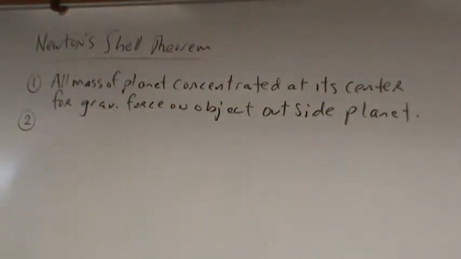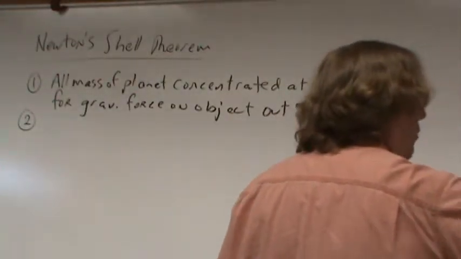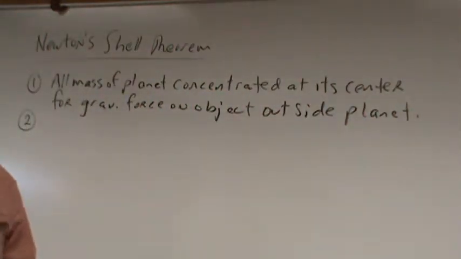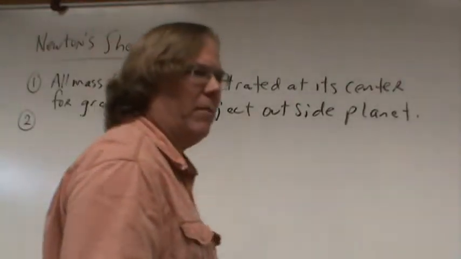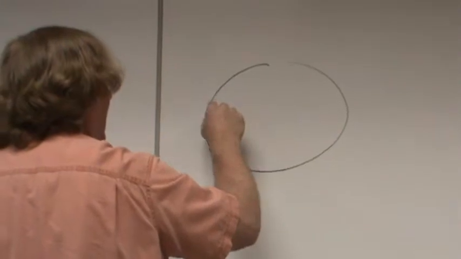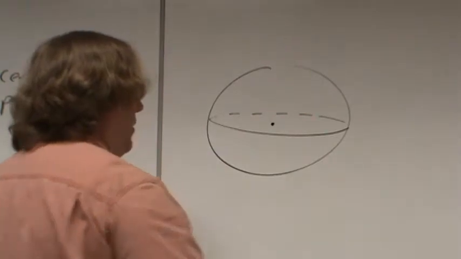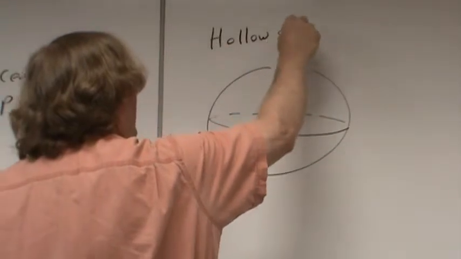But what happens if you're inside the planet? What if you dig a big hole and you find yourself right there? Now, how are you going to deal with the gravitational force that the planet exerts on you? Well, now you have to think of something else. And this gets to his shell theorem. Isaac Newton said, okay, imagine you're inside a hollow sphere, although they called it a shell, like an eggshell. So here's the hollow sphere. It's not a solid planet. This is a hollow sphere.